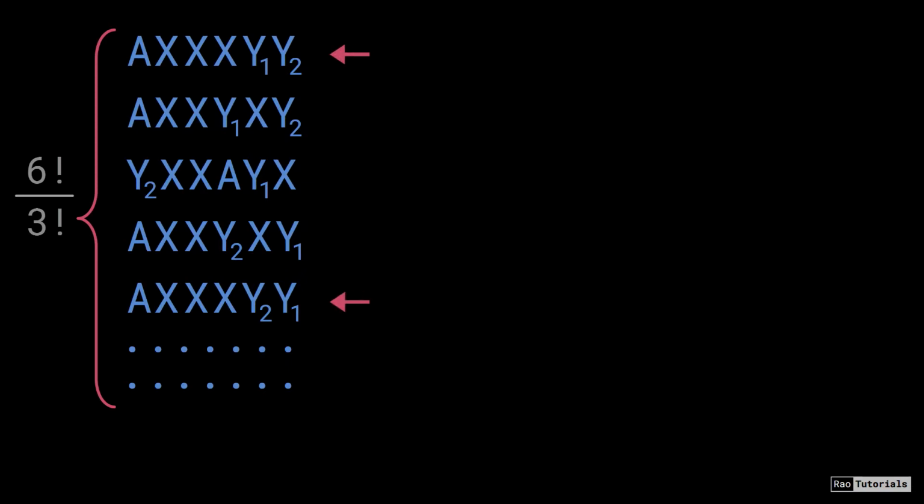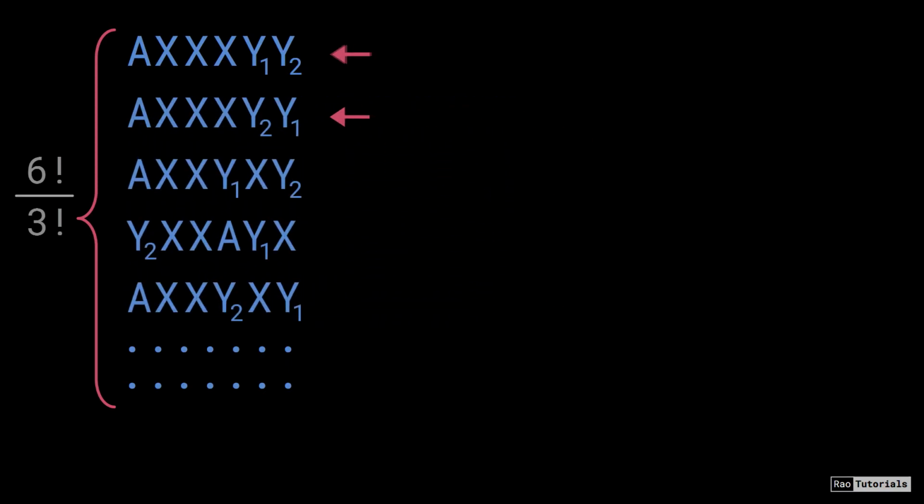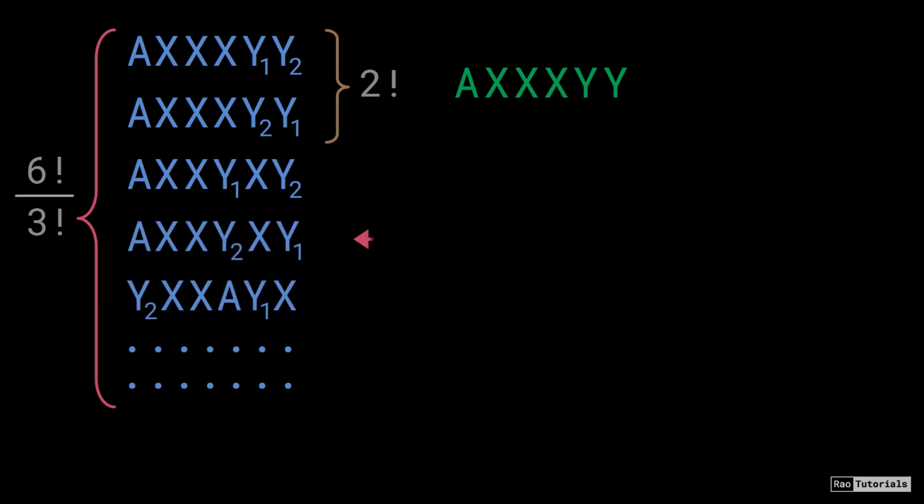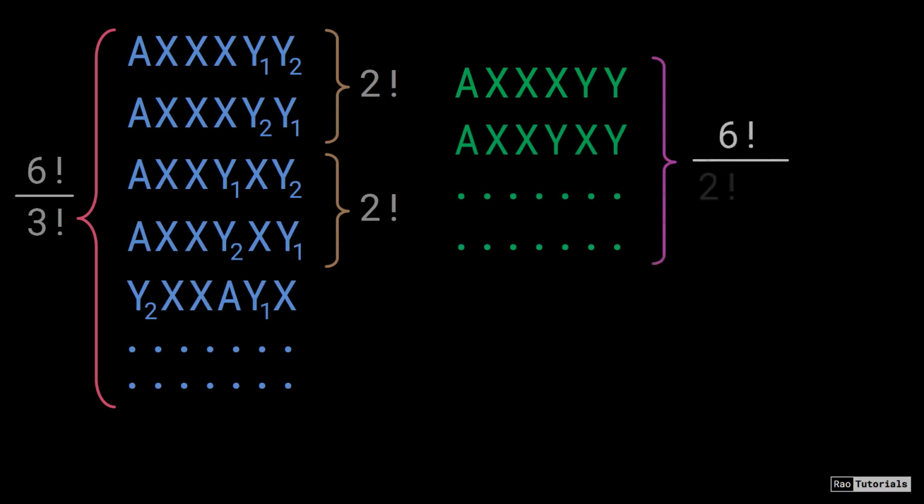Now notice the first and fifth arrangements. In these arrangements, only y1 and y2 have interchanged among themselves. And so, without subscripts, both these arrangements look identical and will appear as A, X, X, X, Y, Y. Since y1 and y2 can interchange in 2 factorial ways, there are only 2 of such type. Similarly, the third and fifth arrangements are also identical without subscripts and will be counted as 1. In this way, since we are counting 1 for 2, the total number of such arrangements will be 6 factorial by 2 factorial times 3 factorial.